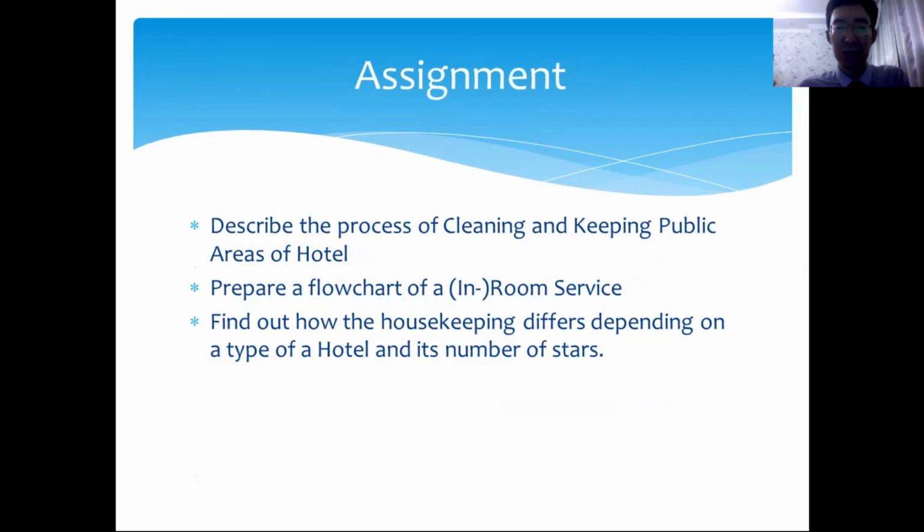And here is the assignment. The first task is to describe the process of cleaning and keeping the public areas of the hotel. The second one is to prepare a flowchart of in-room service as it was shown before. We have not covered it during this lecture, but you have seen the diagram, the flowchart. The last one is to find out how housekeeping differs depending on the type of hotel and its number of stars. As we know, 5-star hotels provide impeccable service. Now I'd like you to Google and see how the housekeeping service differs depending on that.